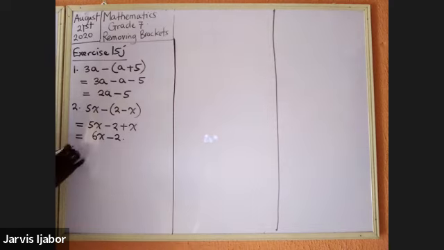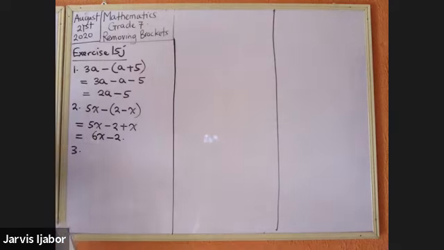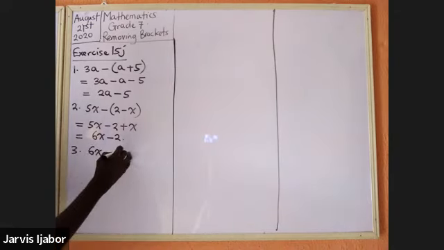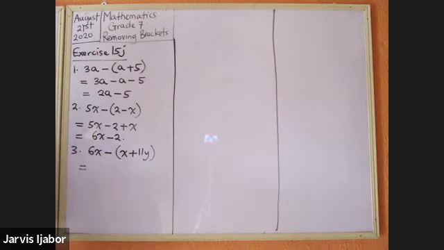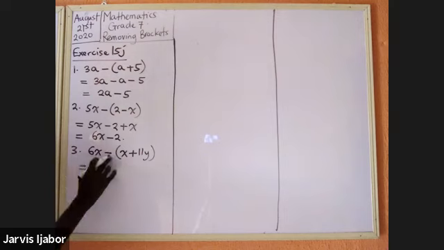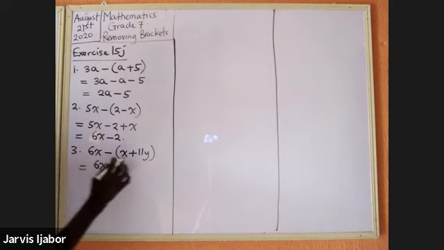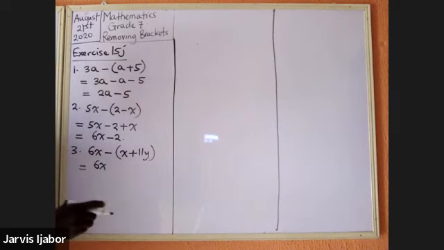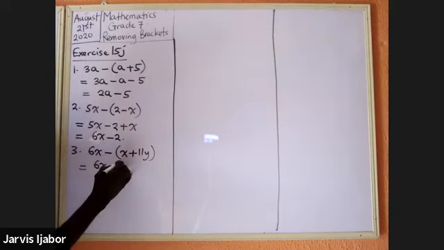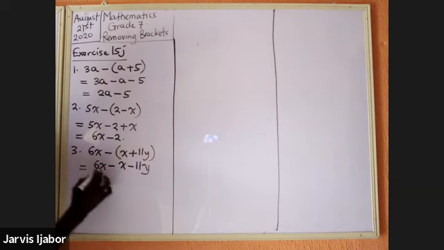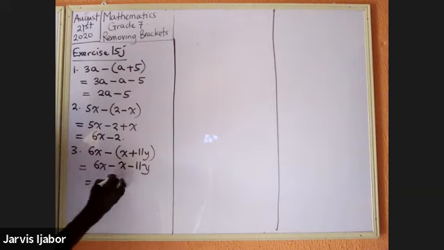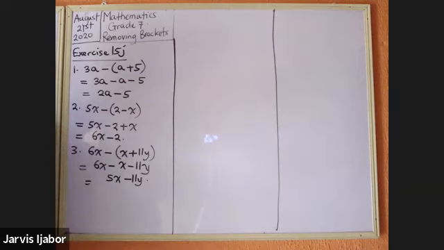All right, so then question 3 will be what? 6x minus bracket open x plus 11y. What does that give you? This will be 6x. Negative into this, so both contents will change to negative because they are positive in themselves. So that will be what? Minus x minus 11y. This is subtraction. That'll give you 5x minus 11y.